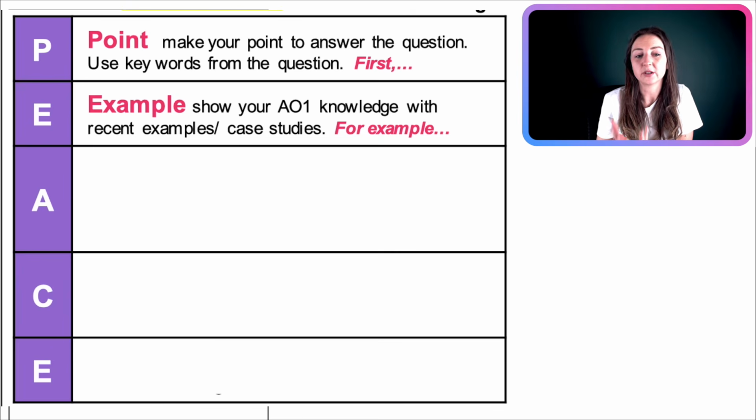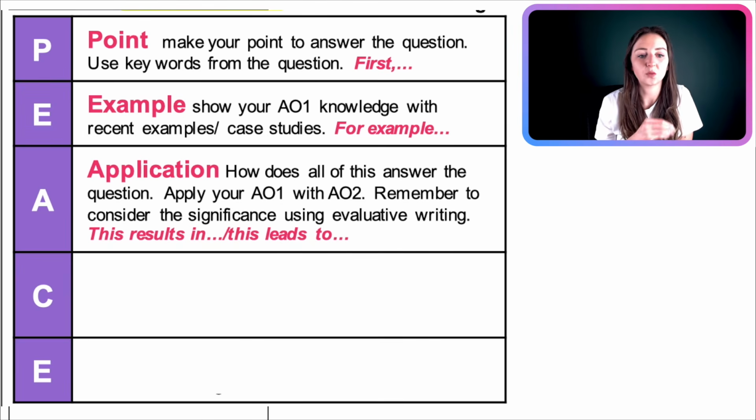E is your example, or you could say evidence. So you want to show your AO1 knowledge, using recent examples and case studies. You say, for example, as a sentence starter. A is application. This is where you start to use your AO2. How does this actually answer your question? So apply your AO1, which is your knowledge, with AO2. Remember to consider the significance when using evaluative writing. So the first P and E, that's your AO1, knowledge and understanding, and then the A, your application, how you are answering the question. Then what you do, and this is the cheese for critique, is your evaluative writing throughout. Can you critique this?